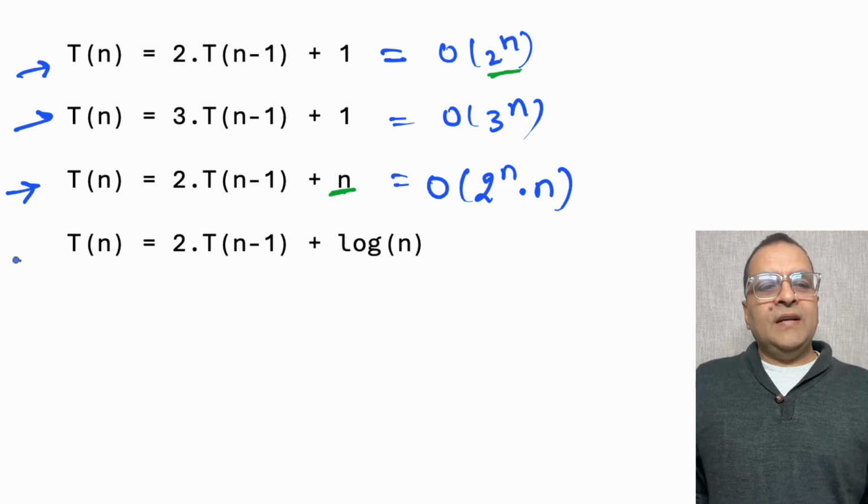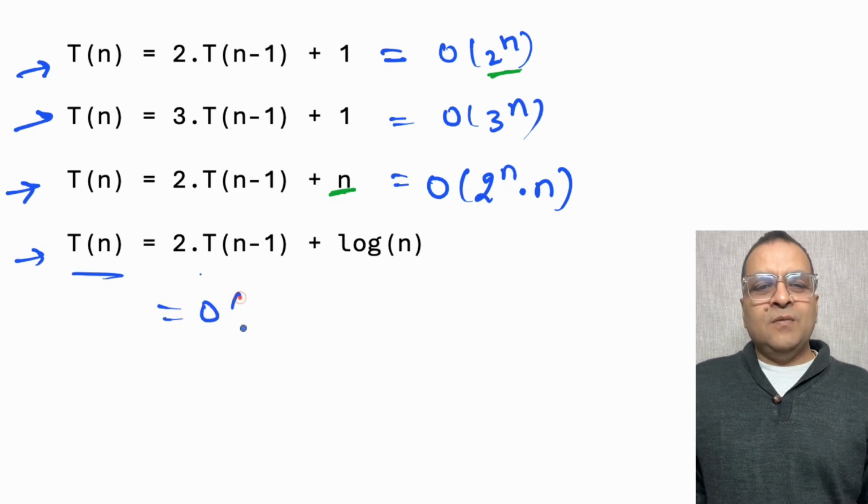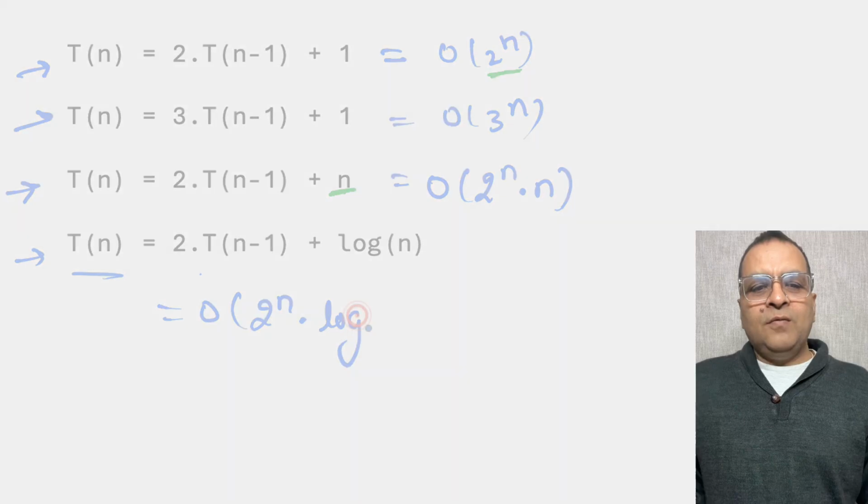You can also validate this using the function call tree or the memory model or the substitution method. Similarly, if you have a recurrence equation like this, T(n) = 2T(n-1) + log n, then the solution for this recurrence will be 2 raised to the power n into log of n.